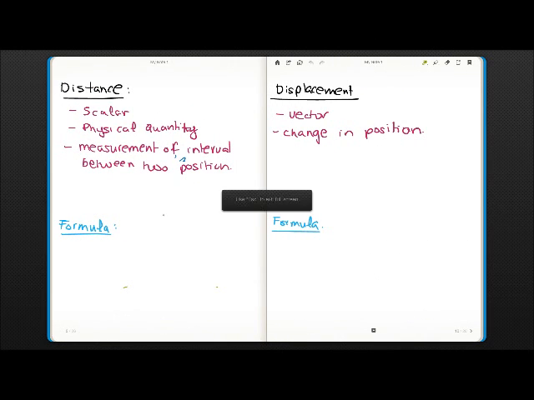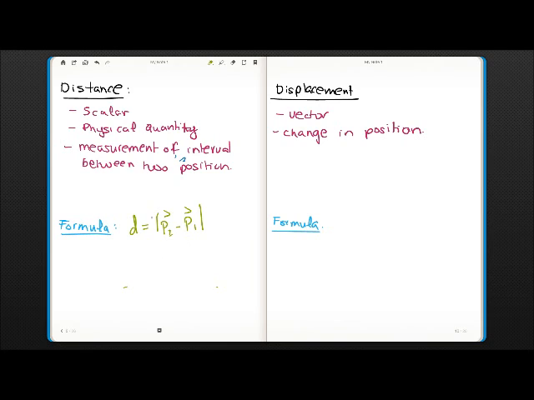So next is distance. Distance is a scalar and a physical quantity. It is a measurement of intervals between 2 points. So a general formula would be something like this: d for distance equals the absolute value of the second position minus the first position. Whereas displacement is a vector and it's a change in position. So it goes something like this: delta D equals the final position minus the initial position.